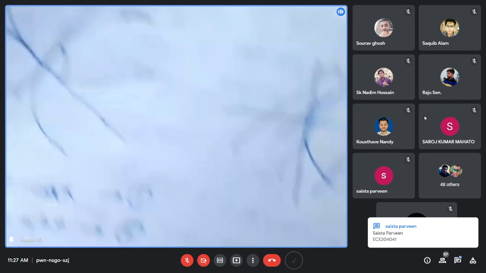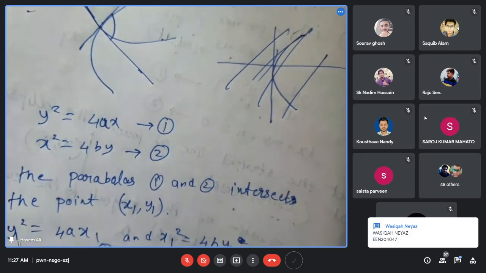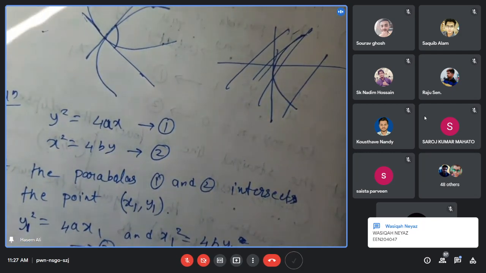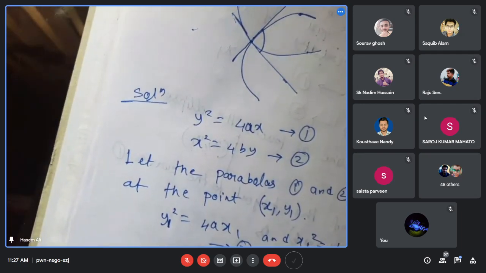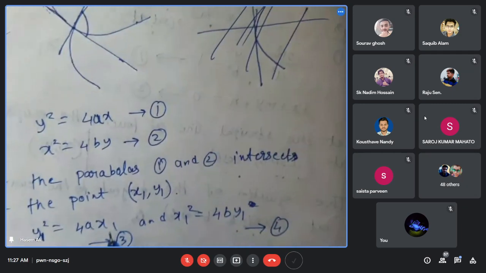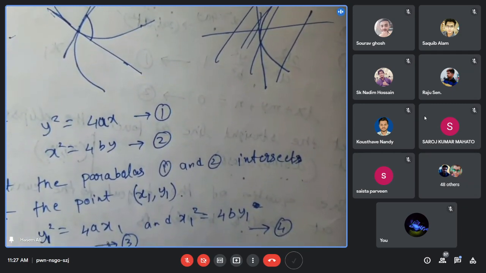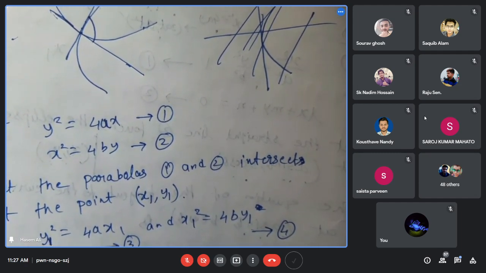We have this condition: y1 square equals to 4ax1 and x1 square equals to 4by1.